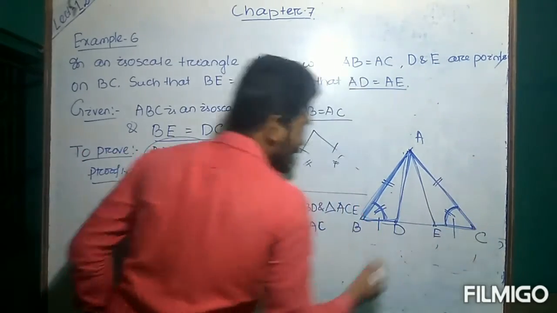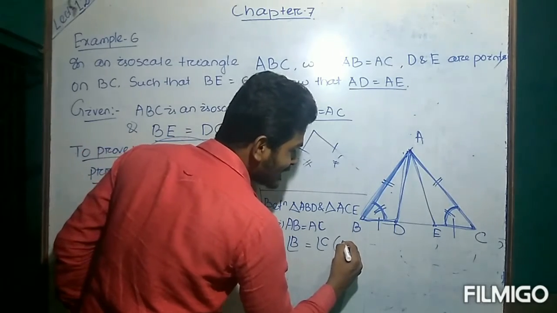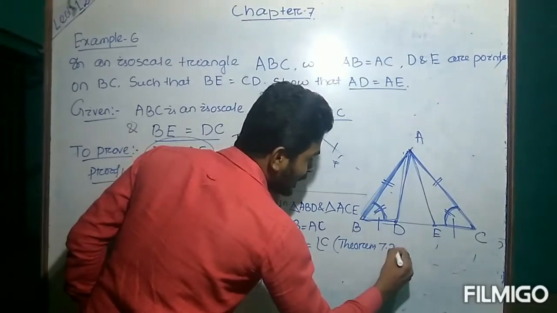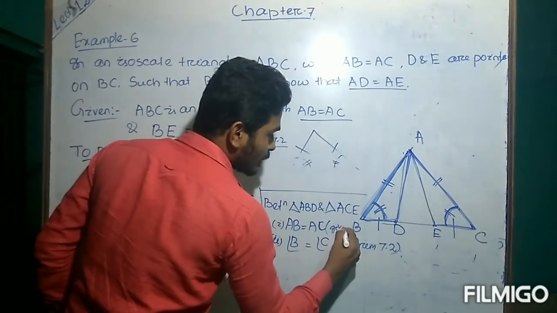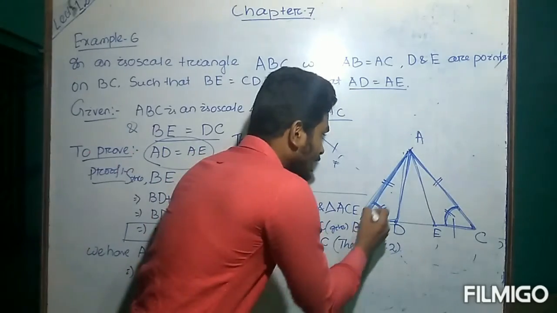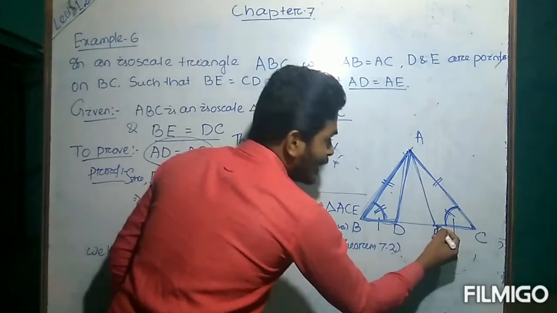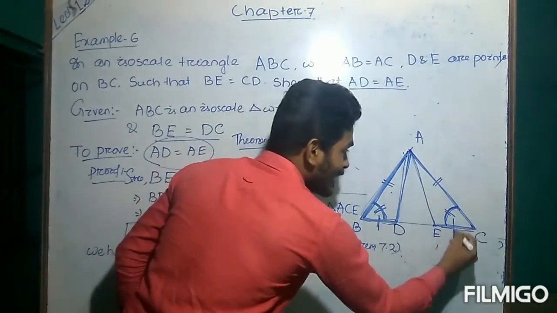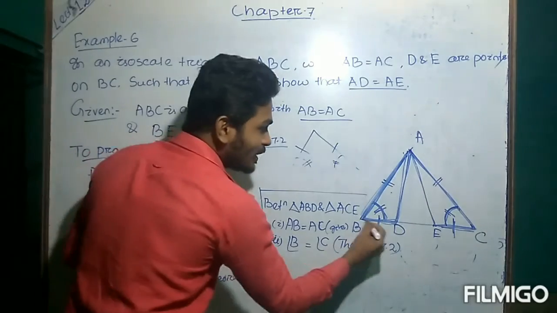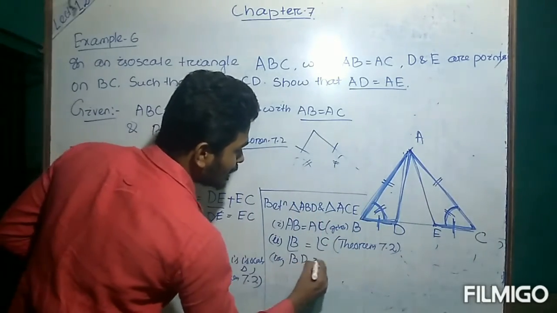So the second condition is the B angle of this triangle ABD is equal to C angle of the triangle ACE. Okay, why? You have to write that. What is the reason? The reason is theorem 7.2 and this is given. Now the third condition is that in this triangle ABD, this side BD is equal to this side EC, because we have symbolically represented them and we have found it. Okay, BD is equal to EC. We have found that this side is equal to this side. So we can write BD is equal to EC.